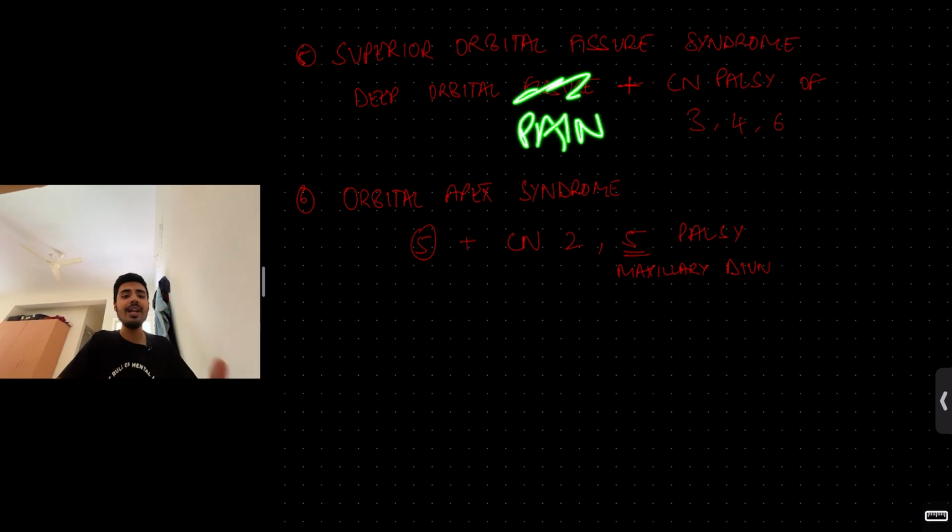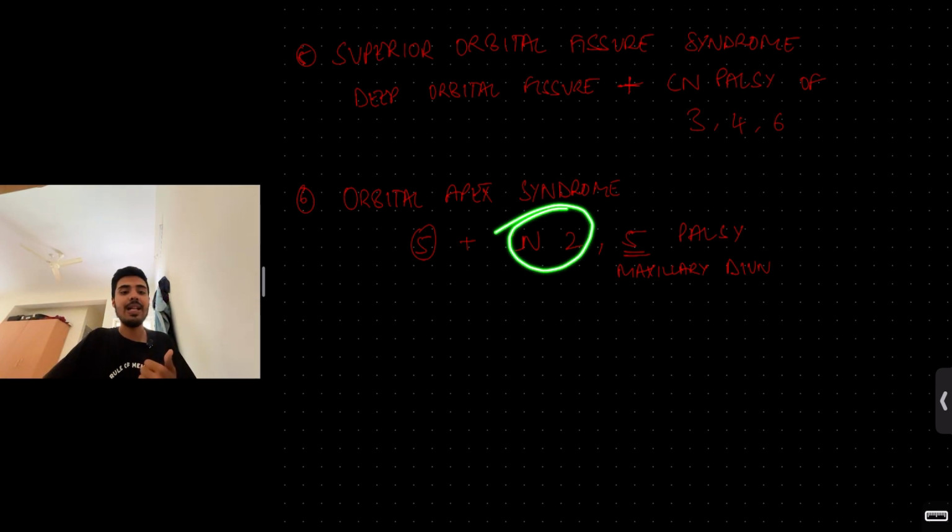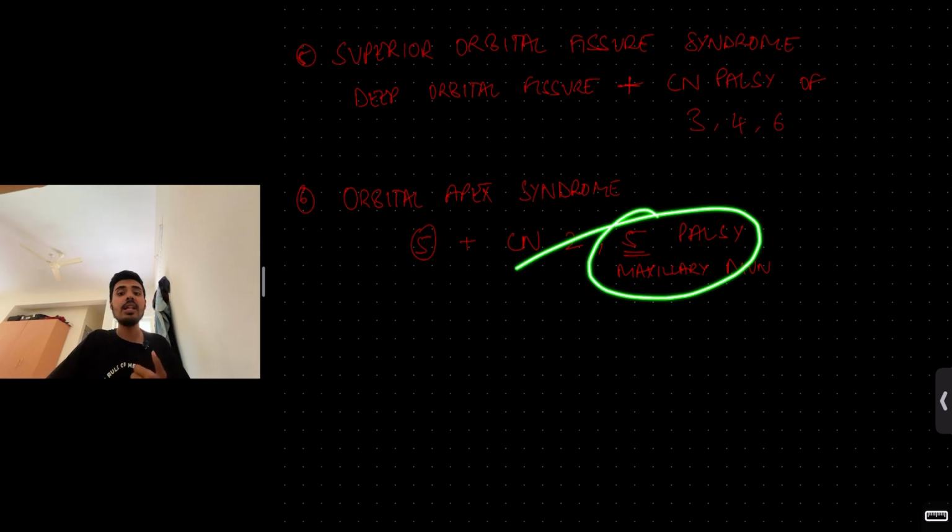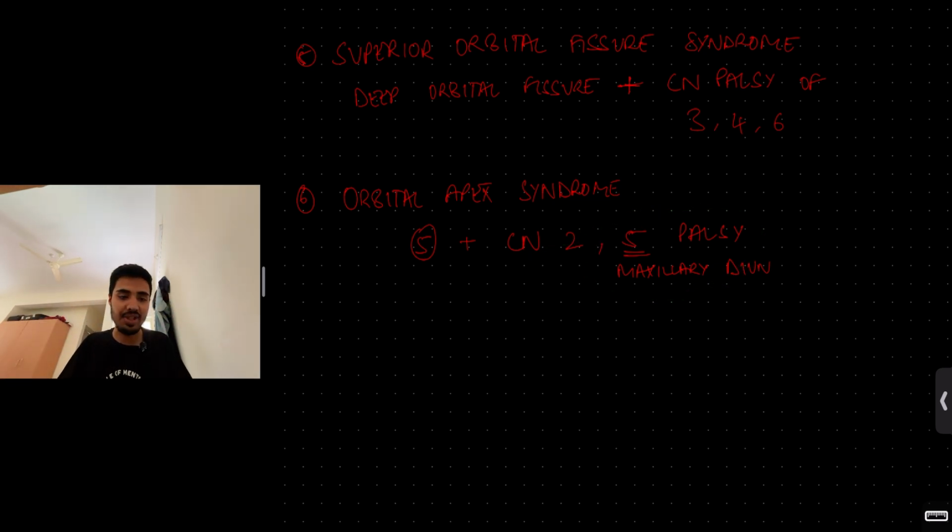Then you have orbital apex syndrome, where if you add optic nerve palsy as well as palsy of the trigeminal maxillary division to superior orbital fissure syndrome, it becomes orbital apex syndrome. So instead of just the 3rd, 4th, 6th cranial nerves, if it becomes the 2nd, 3rd, 4th, 5th, 6th cranial nerves, then it becomes orbital apex syndrome. So what are the orbital complications? Eyelid edema, subperiosteal abscess, orbital cellulitis, intraorbital abscess, and the two syndromes: superior orbital fissure syndrome and orbital apex syndrome. That is it for complications of sinusitis.